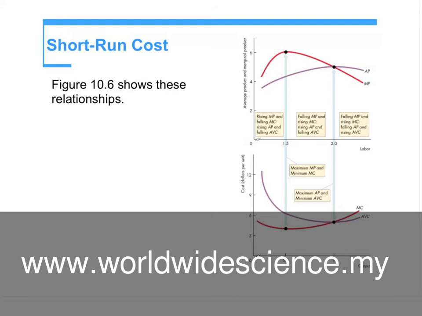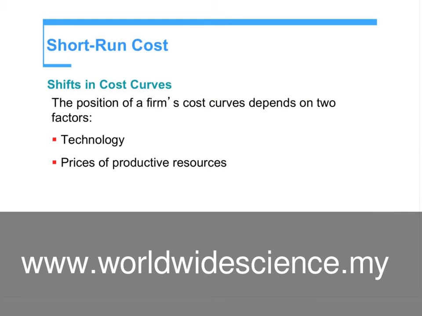So changes in the price of resources shift the cost curves that we discussed. An increase in fixed cost shifts the total cost and average total cost curves upward, but does not shift the marginal cost curve. So as you can see, fixed cost has no relationship to our marginal cost, but it does have an effect on the total cost, and sorry, average total cost. An increase in variable cost shifts the total cost, average total cost, and marginal cost.